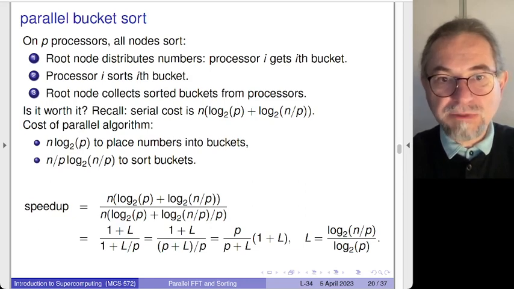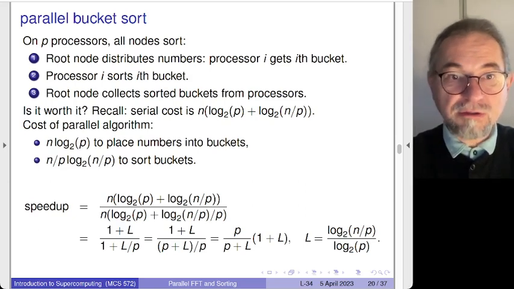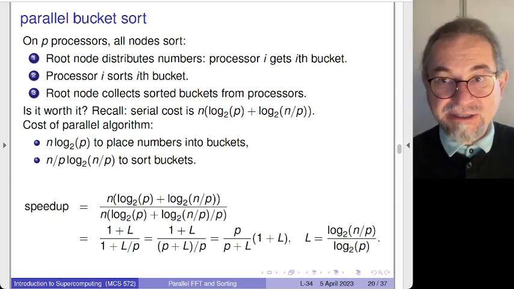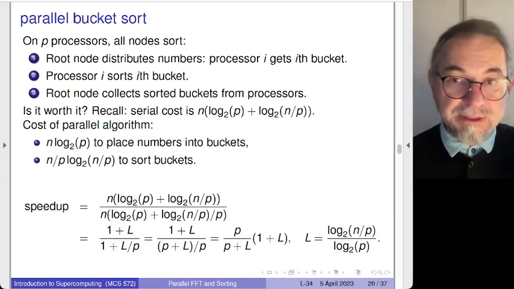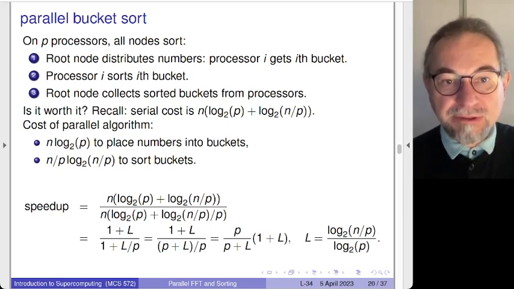Now, let's examine if it's going to be worth it. First, recall the serial cost. Then we have the parallel cost. So there is the extra overhead of the distribution. So that's the n log p factor. But then the timing to sort is no longer n times the 2 log of n over p, but it's now really n over p. So we have that n over p factor.